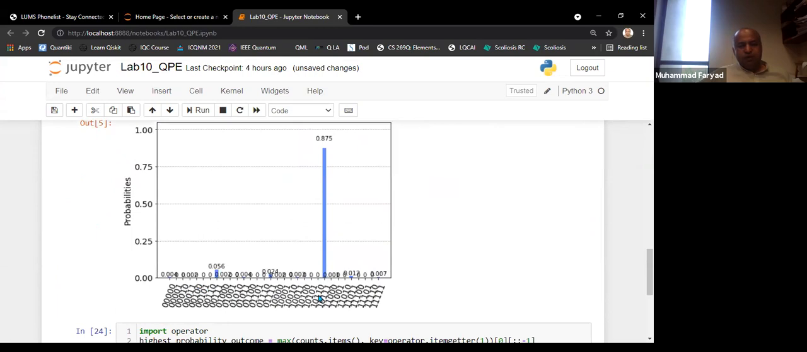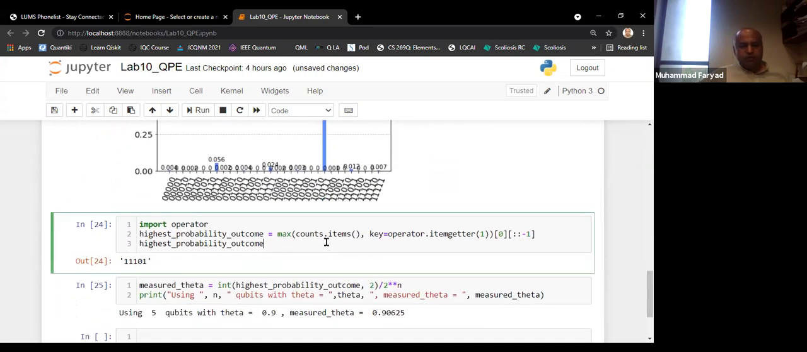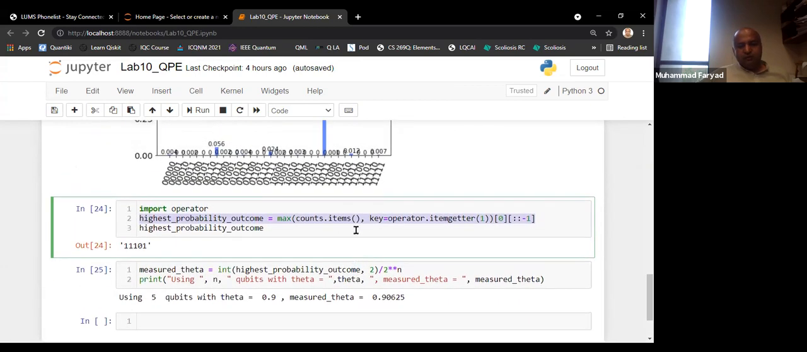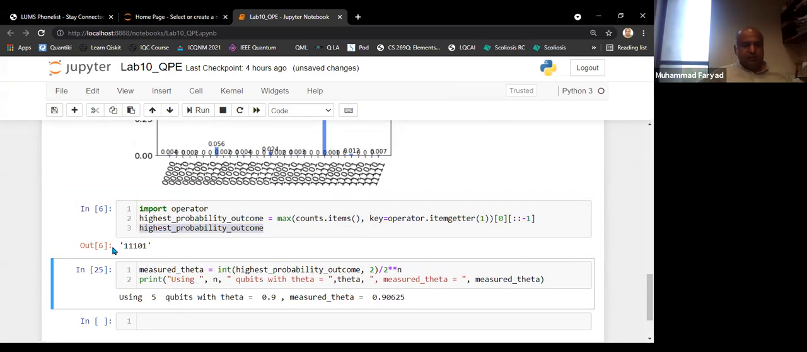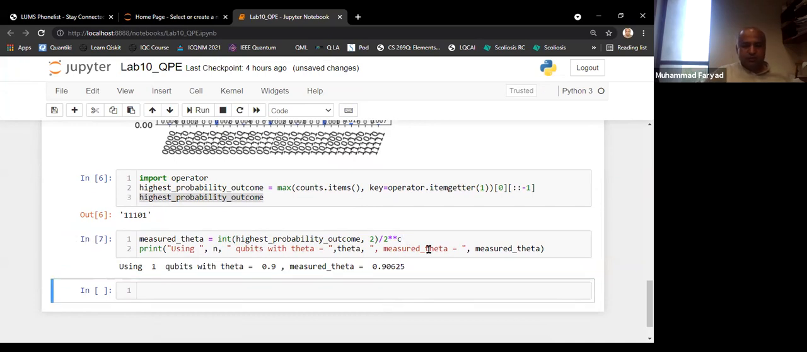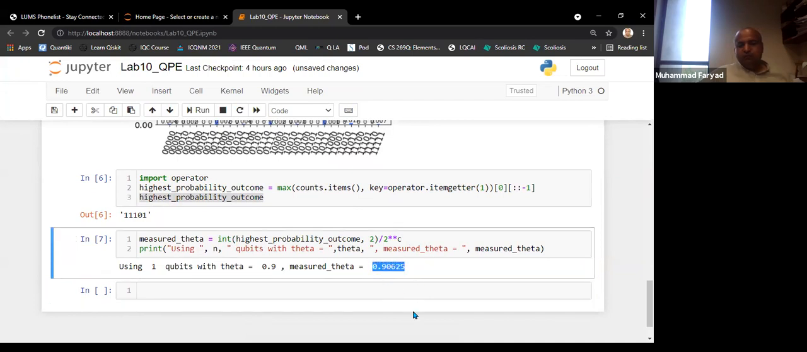When you will be using a lot of qubits, it will become harder. So what you can do, you can use this command to find out the highest probability outcome. It takes these counts, and from counts, using this operator command, you can find this highest probability outcome. In this case, it's the 11101 state. You can convert it into an integer using this int command, specifying that this string is in binary, and then you divide it by 2 power c. 2 power c, where c is the number of counting qubits, and this is the theta that we have measured.